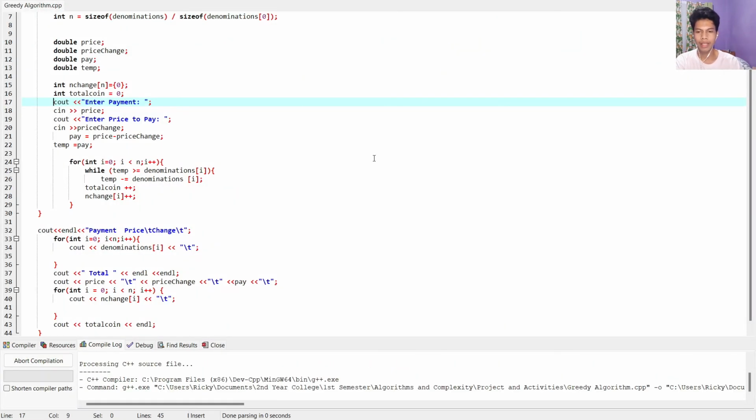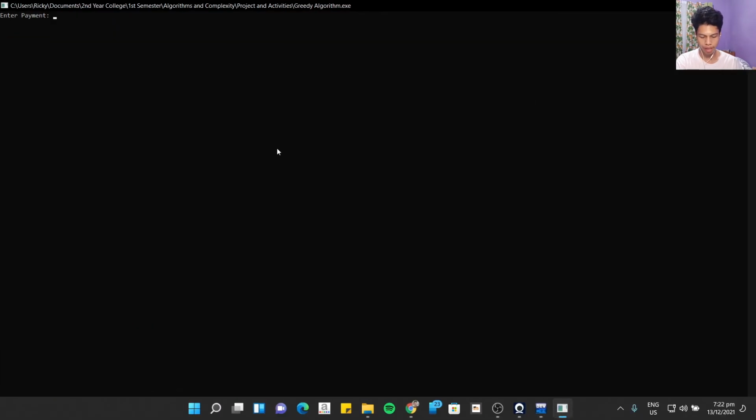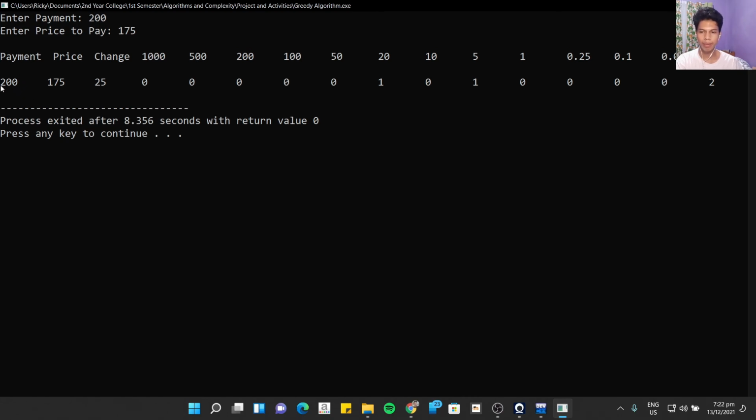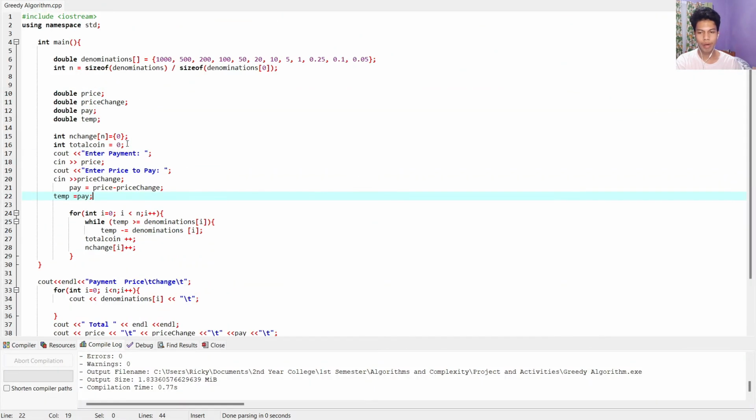The final example transaction is, for example, the payment of the customer is 200 and he needs to pay 175. Upon entering, you can see that his payment is 200 pesos, the total price of the necessities he bought is 175 pesos, and the change is 25 pesos, and then the denominations will be shown here that the cashier will be giving this exact amount of change to the customer. So that's all for this program.